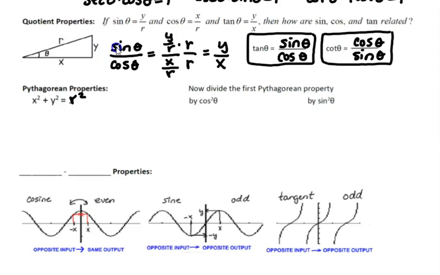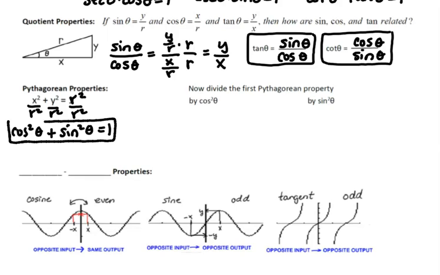I'm going to do a clever division now. I'm going to divide each one of these by r squared. So if you divide both sides by r squared, that r squared would distribute to both terms on the left-hand side and also divide the term on the right-hand side. Now looking up here, we see that cosine of theta is x over r and sine of theta is y over r. So x squared over r squared can be changed to cosine squared of theta. And y squared over r squared can be changed to sine squared of theta, and r squared over r squared is 1. So this is the first of the Pythagorean properties.